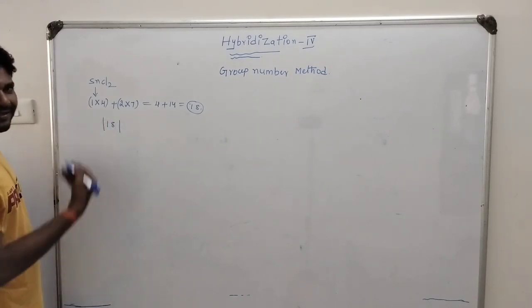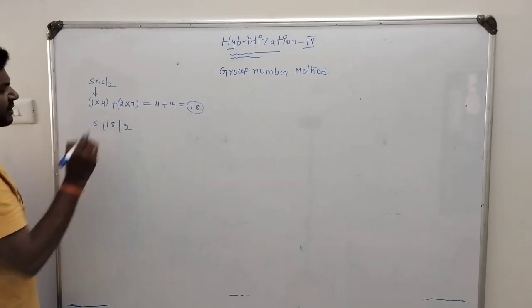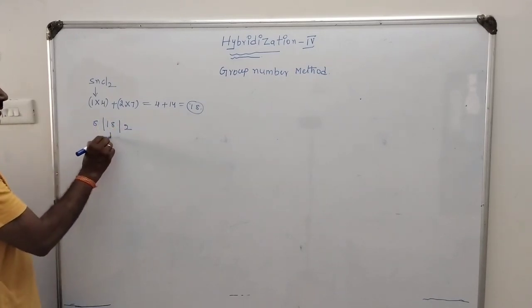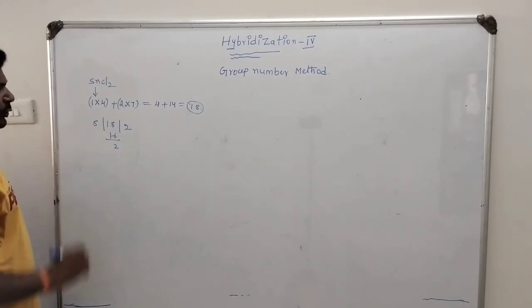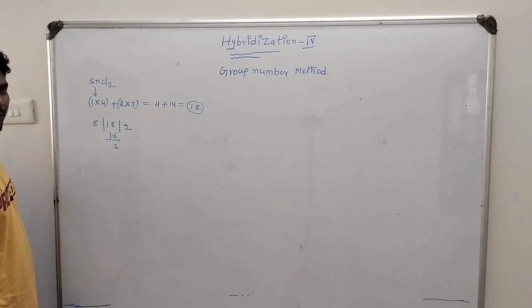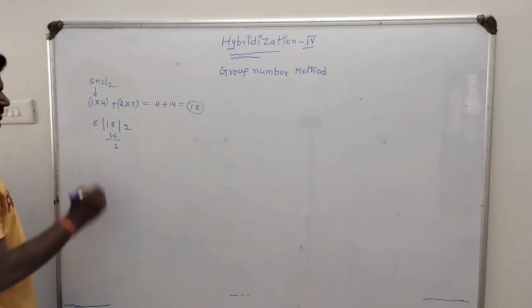If it is 18, we divide with 8. So how many times? 2 times. 8 twos are 16. So now here the remainder is 2. Until we get either 0 or 1 as the remainder, we will do the process.